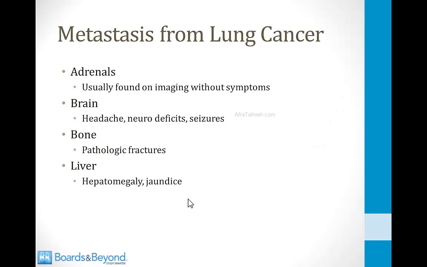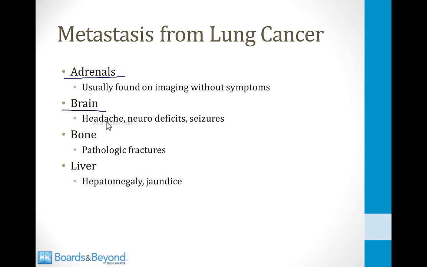Let's talk about where lung cancers like to metastasize to. They often metastasize to the adrenals. Now, this is usually asymptomatic. So when patients are diagnosed with lung cancer, they often have a total body scan to look for mets, and they will pick up mets to the adrenal glands. This usually doesn't cause any symptoms.